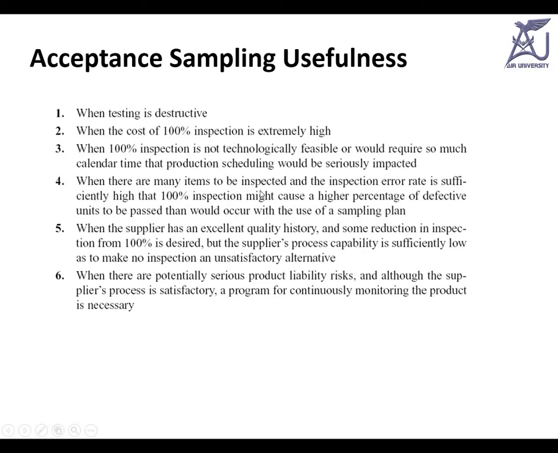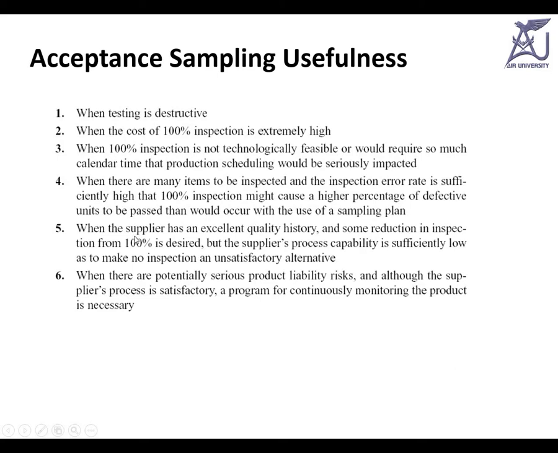When there are many items to be inspected, and the inspection error rate is sufficiently high that 100% inspection might cause an even higher percentage of defective units to be passed than would occur with the use of a sampling plan. If the items being inspected are very large, and the inspection error rate is also high, then 100% inspection might be a very troublesome situation. So you will prefer to use acceptance sampling, because here you use only a sample and you do not inspect 100%.